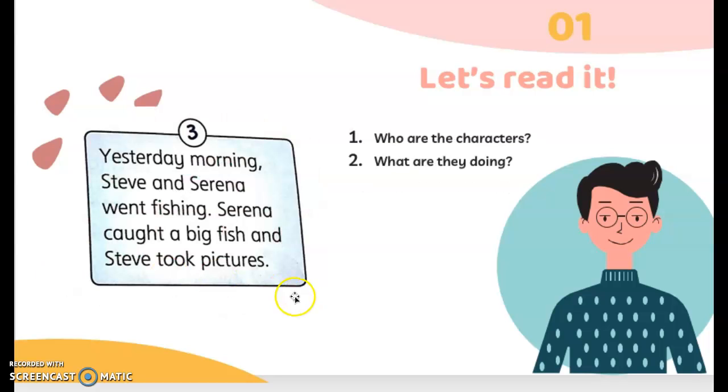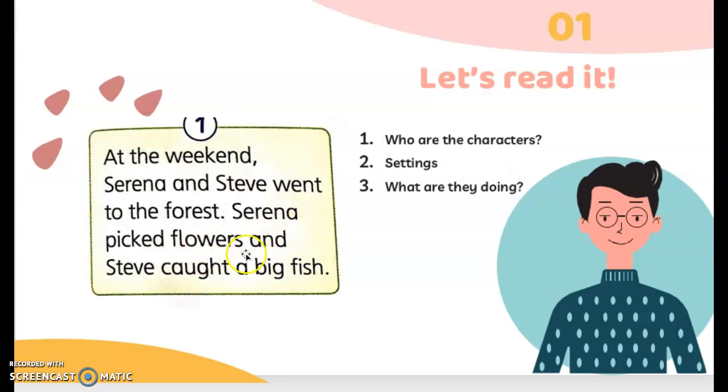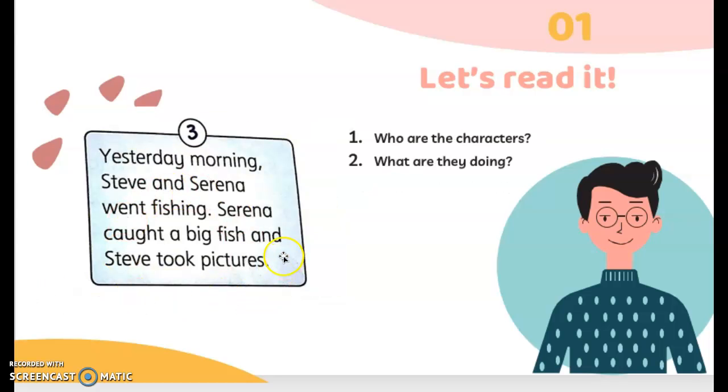And the last sentence: yesterday morning, Steve and Serena went fishing. Serena caught a big fish and Steve took pictures. The same thing, there are 2 characters, Steve and Serena, but in this sentence they are doing different things. If you look at the first sentence, Serena picked flowers and Steve caught a big fish, whereas for the third sentence, Serena caught a big fish and Steve took pictures.